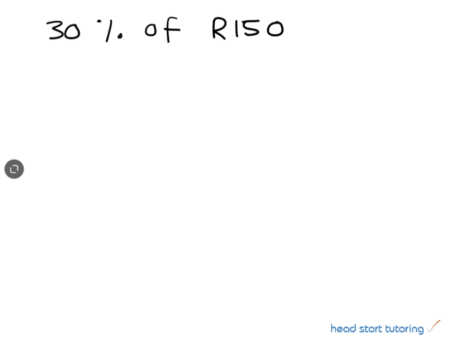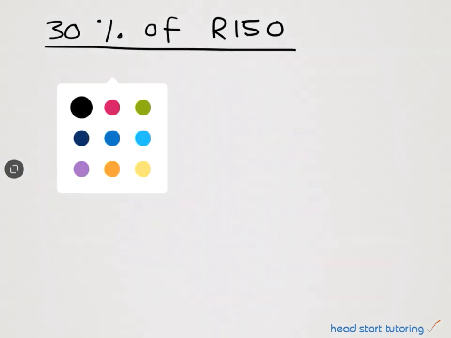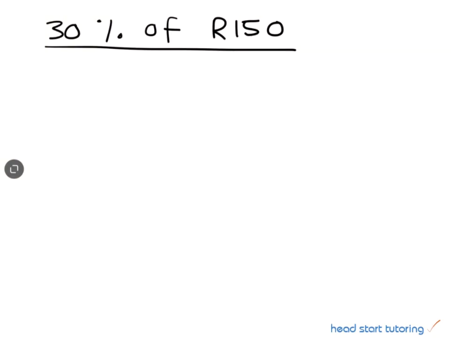30% of 150 Rand. When we are working out percentages of numbers, what we need to do is first convert our percentages into fractions and hopefully into our simplified fraction. So 30% as a simplified fraction is 3 over 10, and we know that of is equal to a multiplication, and then we can work with 150 rands or 150 over 1. So 30% of 150 is equal to 3/10 of, or multiplied by 150 over 1.